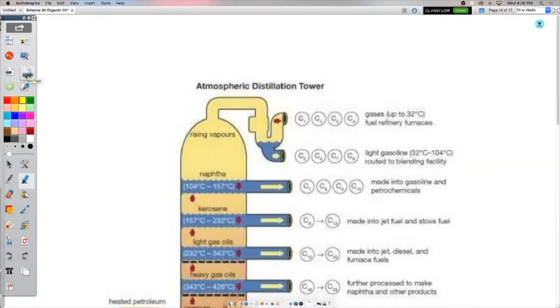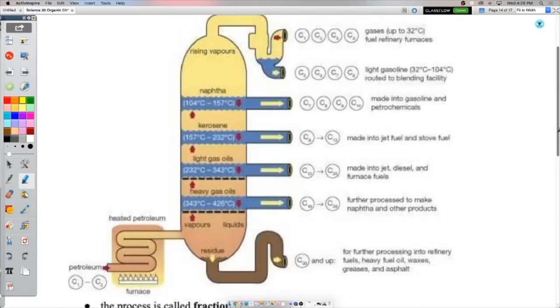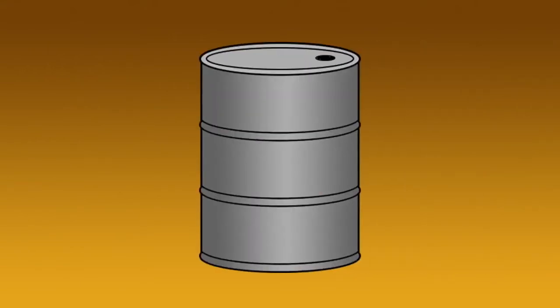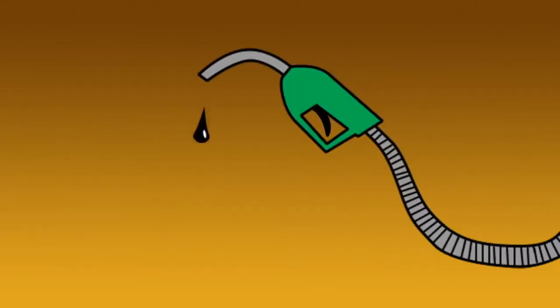So this is what I was talking about, the atmosphere, the distillation tower, okay? A fractional distillation tower. So we're going to separate out fractions. I'll show you a quick video of how it works, okay? Just so you can get a visual for it, and we'll come back and summarize on this page. In this video, you will learn how fractional distillation separates crude oil into useful fractions.